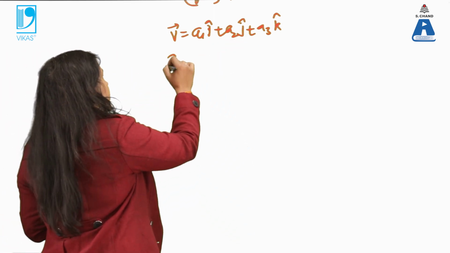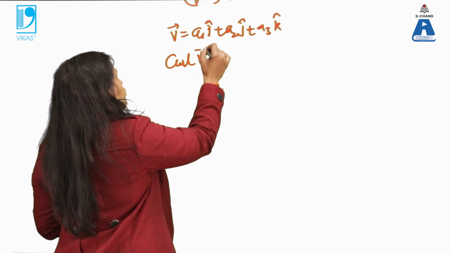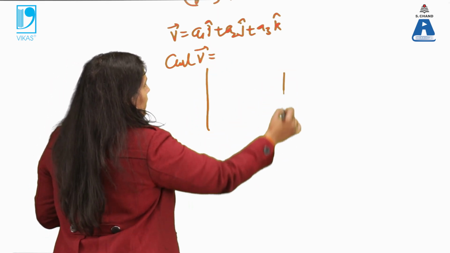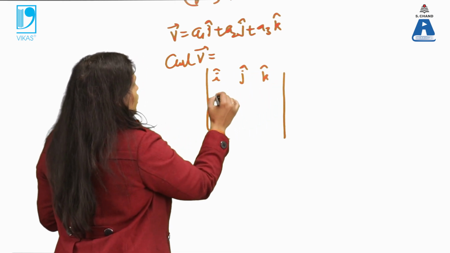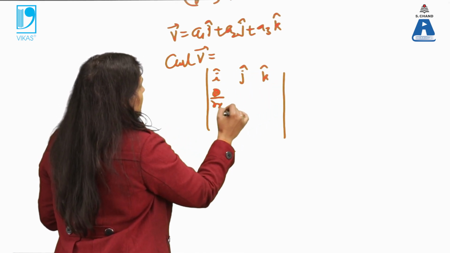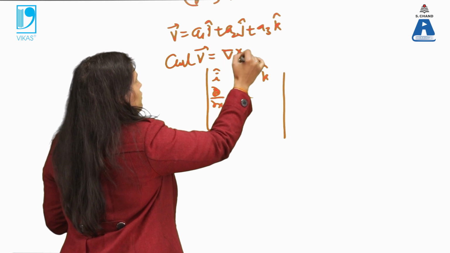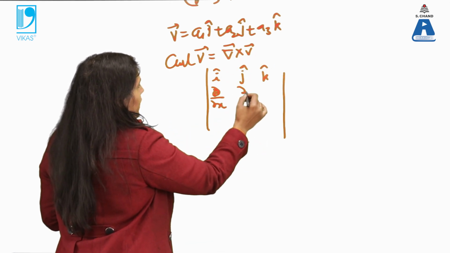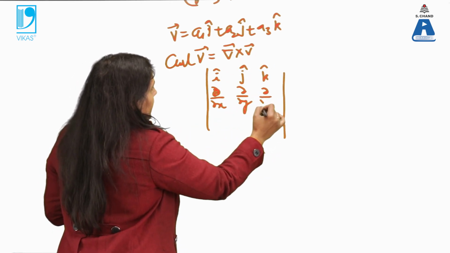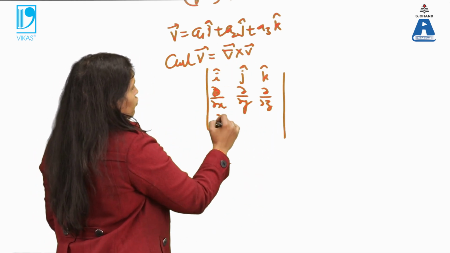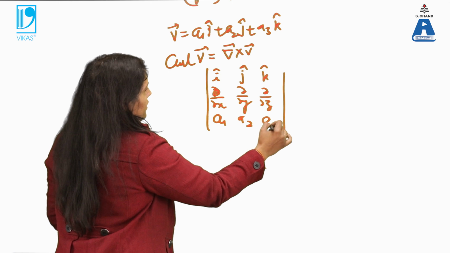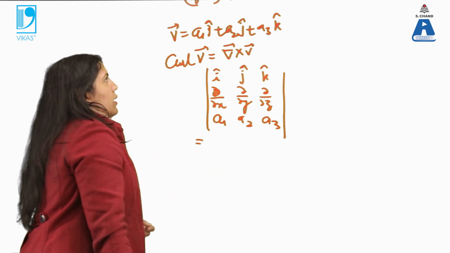Now if you are finding the curl, some students do it very directly. I just write it and then I let you know how you can answer quickly. So curl means del cross V. So del by del x, del by del y, del by del z in the first row, the second row will be this, and the third row will be A1, A2, A3, the components of i, j, k.